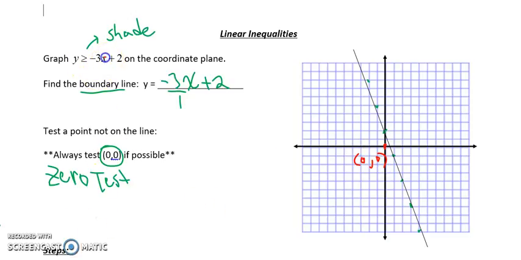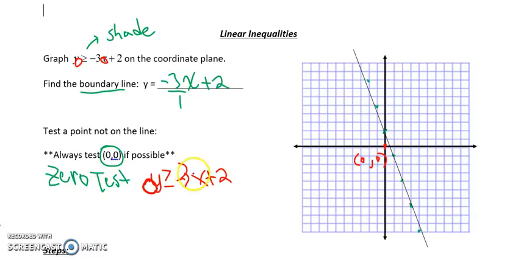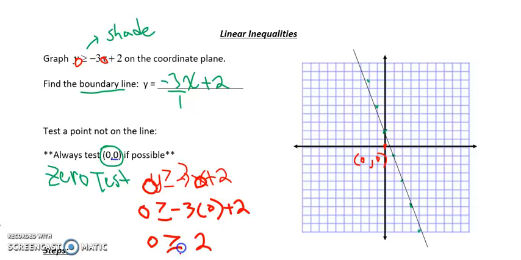So what we're going to do is plug in 0 for x and 0 for y in the inequality. So y is greater than or equal to negative 3x plus 2. We plug in 0 for y and 0 for x. Then I substitute 0 into x. If I solve this part, negative 3 times 0 plus 2, that is 2. And 0 is not greater than or equal to 2, right? So when I plugged in 0, 0, the test was false.